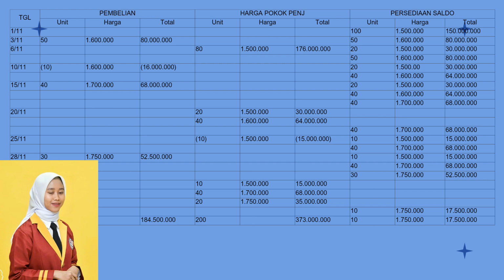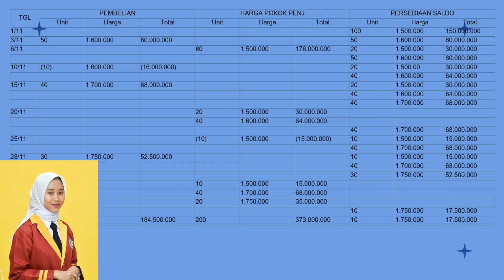1. Beginning balance, November 1st. At the beginning of November, the company had an initial inventory of 100 units with a price per unit of IDR 1,500,000. 2. Purchase, November 3rd. The company purchased 50 units at a price of IDR 1,600,000 per unit. Total inventory after this transaction will increase to 150 units.